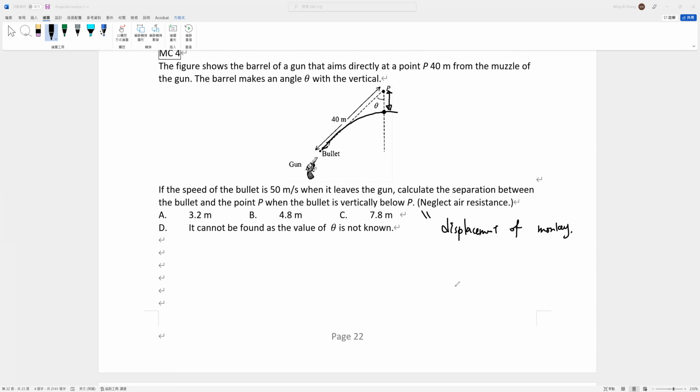Then what is the displacement of the monkey? It's just half gt squared. Then we need to know the time. So how can we solve for the time? If you still remember, we use the vector u times t, and this is half at squared. The magnitude of ut should be 40. u is 50, times the time, equals 40. So that's why we get the time is 0.8. Then you solve it, and you get the answer 3.2. So therefore the answer should be A.